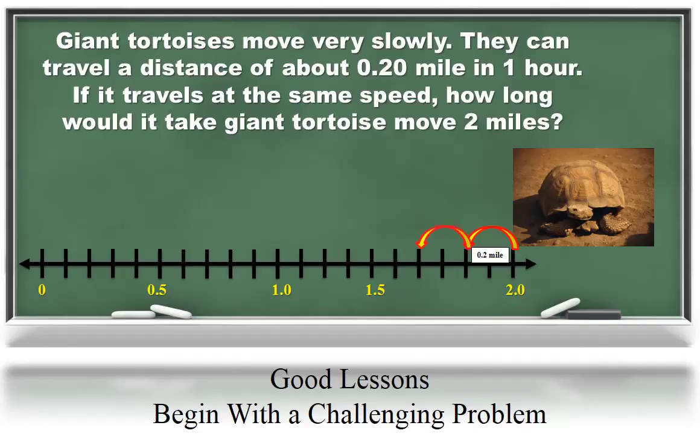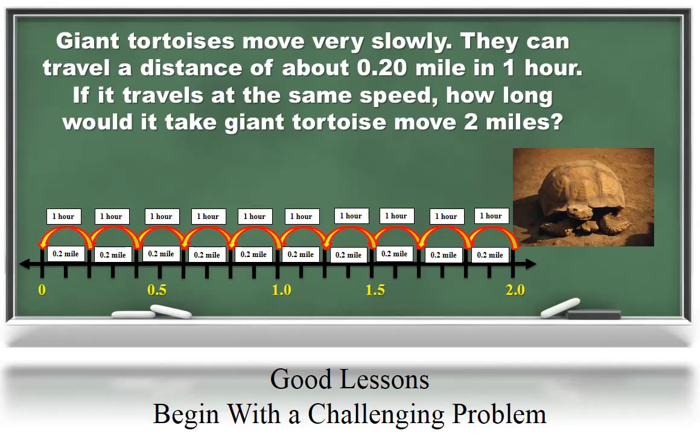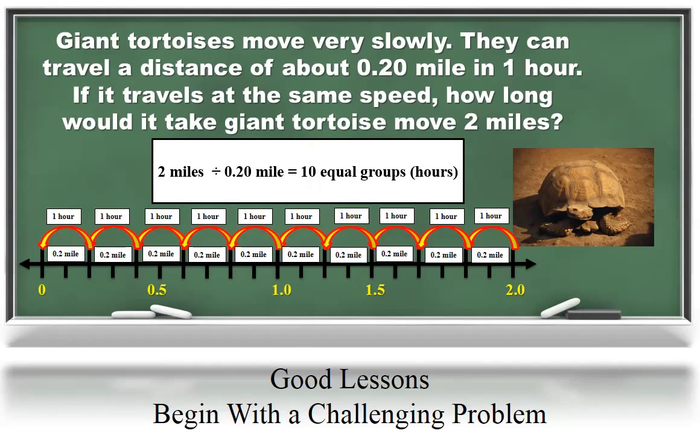If we continue splitting the 2 wholes into equal groups of 2/10ths or 20/100ths of a mile, we will find that we get 10 whole groups. And if each group is representing 1 hour that the tortoise takes to travel that 2/10ths or 20/100ths of a mile, we see that it takes him 10 hours to travel the 2 whole miles. So 2 miles split equally into groups of 20/100ths of a mile will give 10 equal groups, or 10 hours.